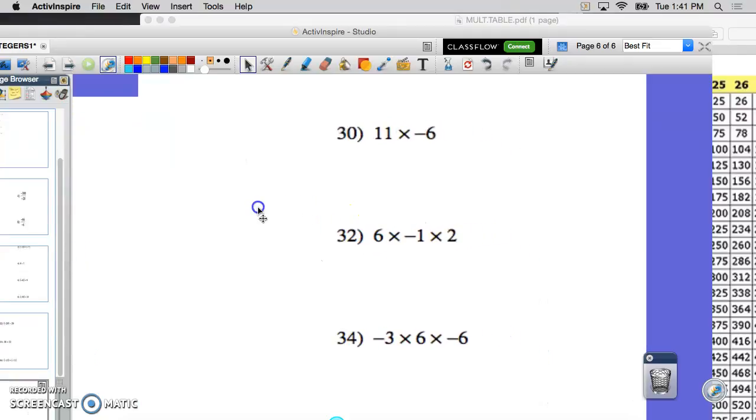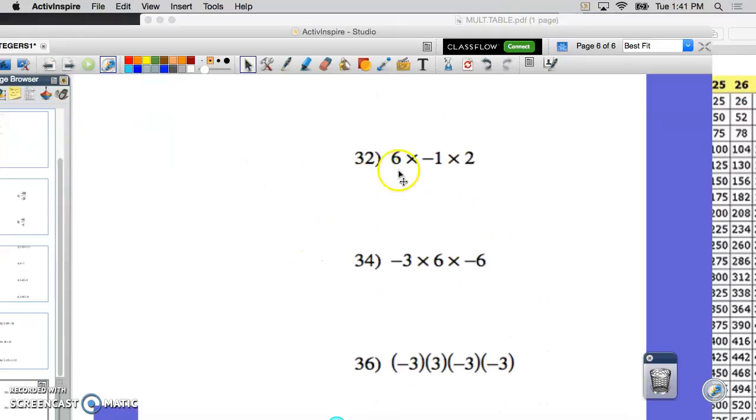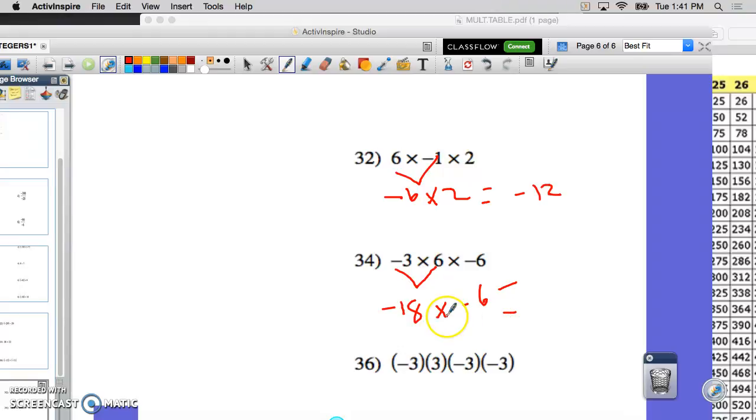And going up to number 30. I think I did that one. Right. And let's do this one. Okay. 6 times a negative 1 is a negative 6. Bring down the rest. Negative 6 times 2 will give you negative 12. Now I have negative 3 times 6. That's going to give you negative 18. Bring down the next. Negative 18 times negative 6. Use the chart if you need to. This should give you 108. Negative times a negative is a positive, so it should remain a positive 108.